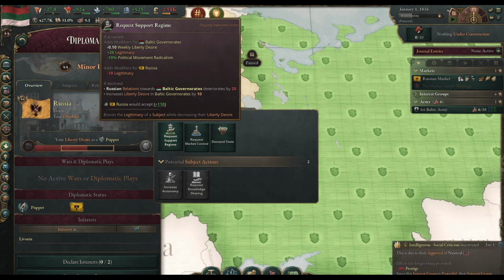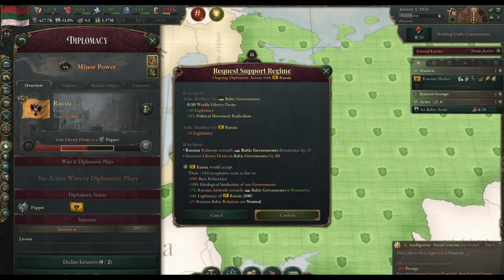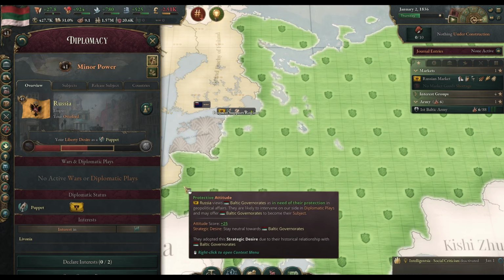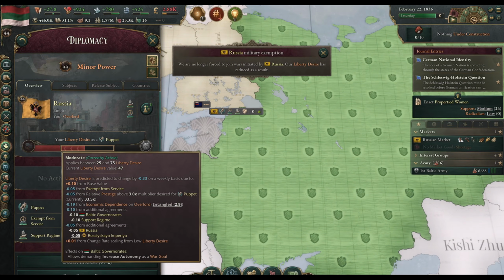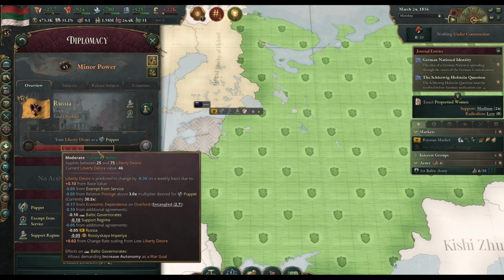Now, we ask for regime support. Yes, this will lower our liberty desire each week by 10 points. But it will be worth it because we get 10 liberty desire once Russia breaks this pact again, which will happen in about 14 months, and then we can immediately repeat the process.